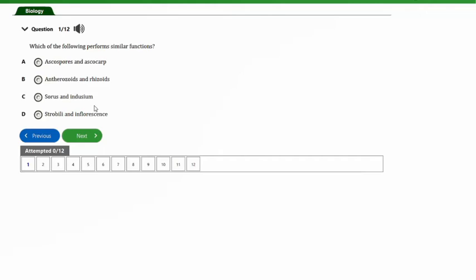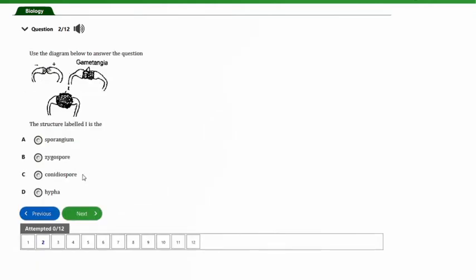The ascospores and ascocarp both are parts of the life cycle of the Ascomycota fungi, and ascospores are the sexual spores produced inside the ascocarp. So they actually perform similar functions in the life cycle of the fungus. So let's look at the next question.